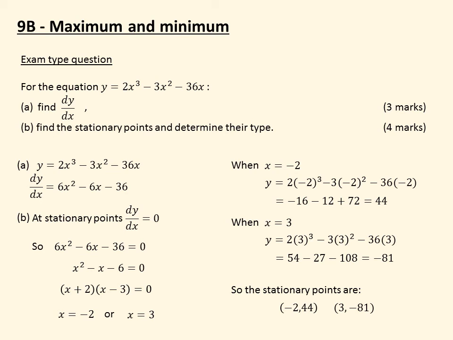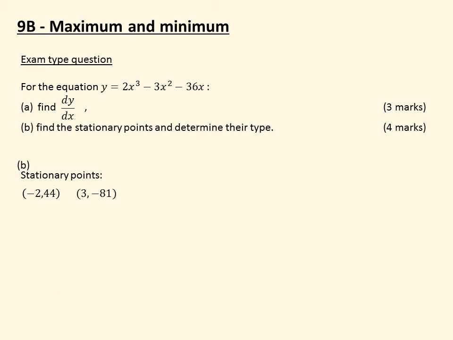Now we need to determine whether they're maximum or minimum. So we have the stationary points. To look at what type they are, we need to find the second differential. Here's the first differential. We're going to differentiate again. We need to evaluate this second differential at x equals -2 and 3.